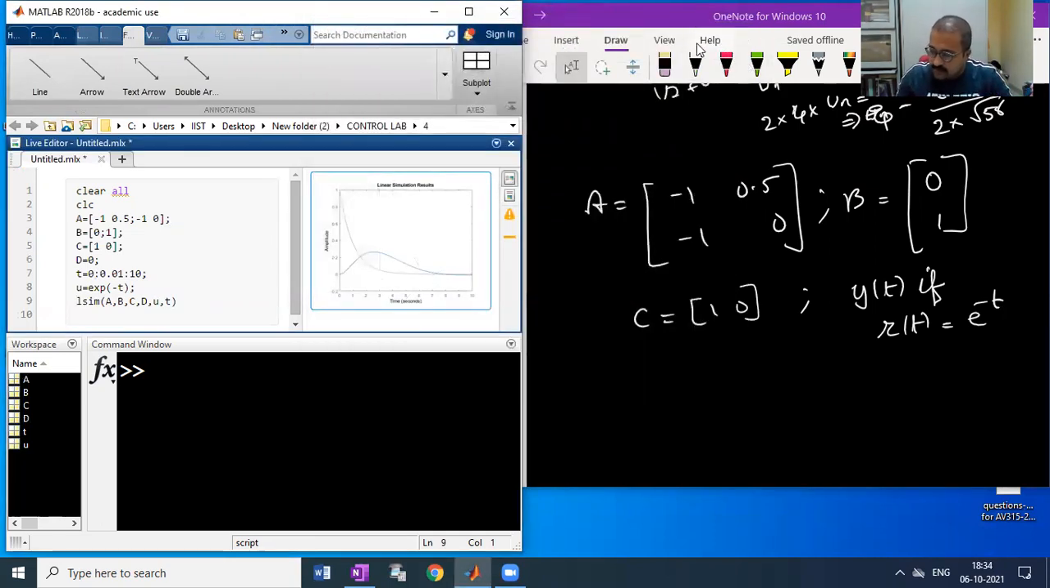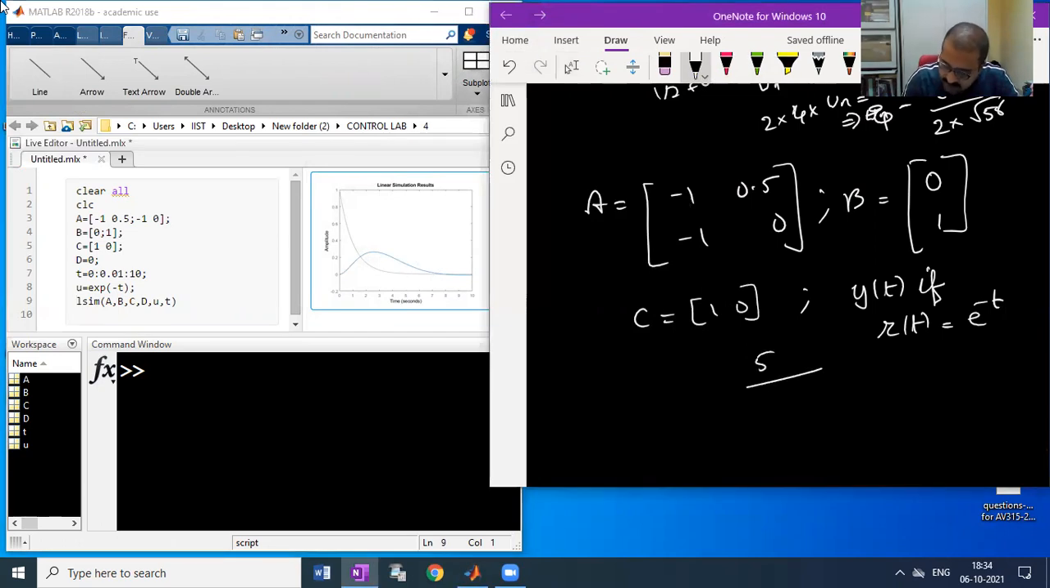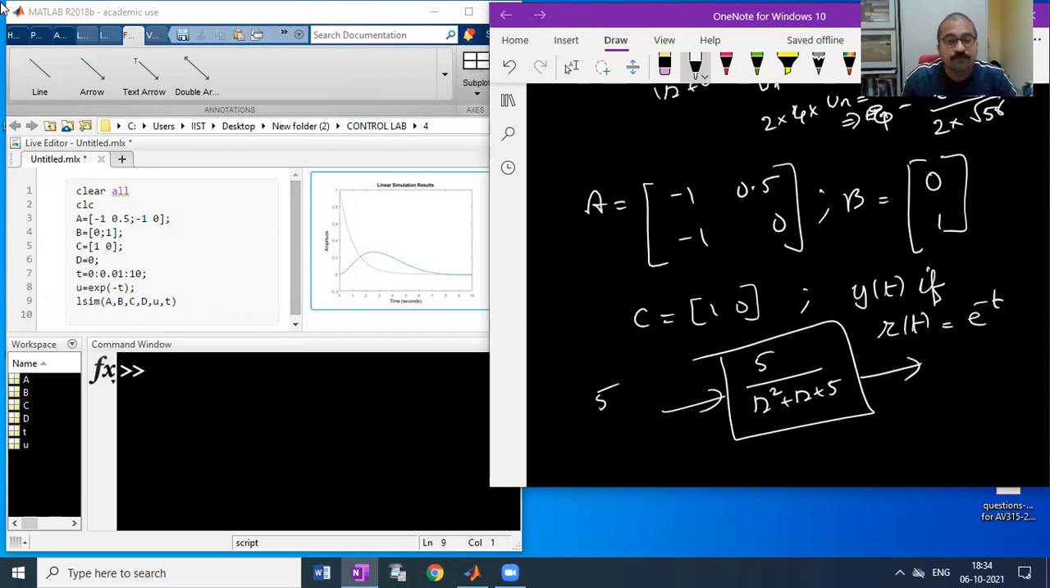Let us try another thing. Say, for example, we are asked to find the step response. What's the response of this system, 5 divided by s square plus s plus 5, when the input is a step input of magnitude 5? So how to do this?